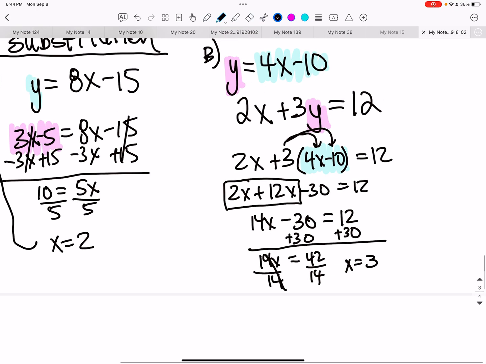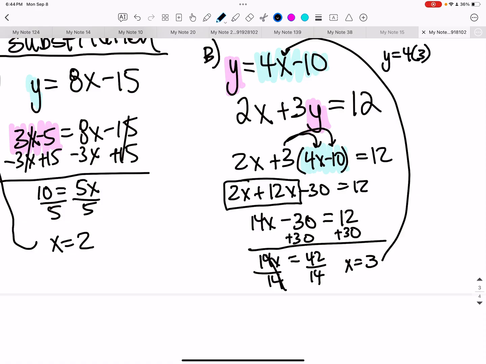All right, so x's are 3's. Let's go back up to here. If x's are 3's, then 4 times 3 is 12. 12 minus 10, y's are 2's. So we've got 3, 2. There's our answer.